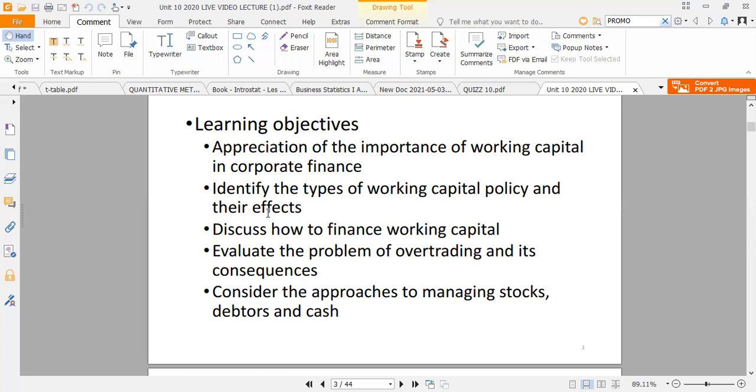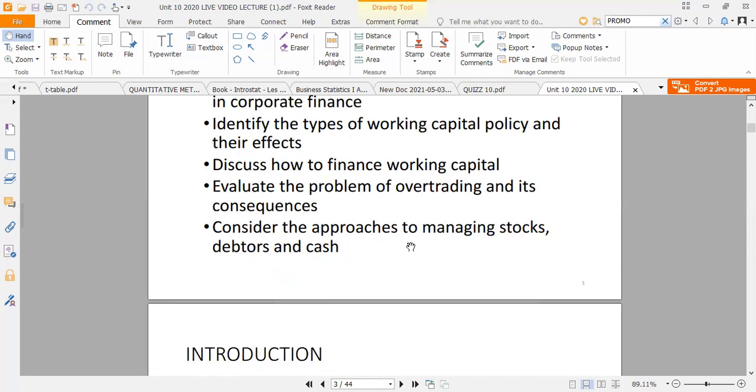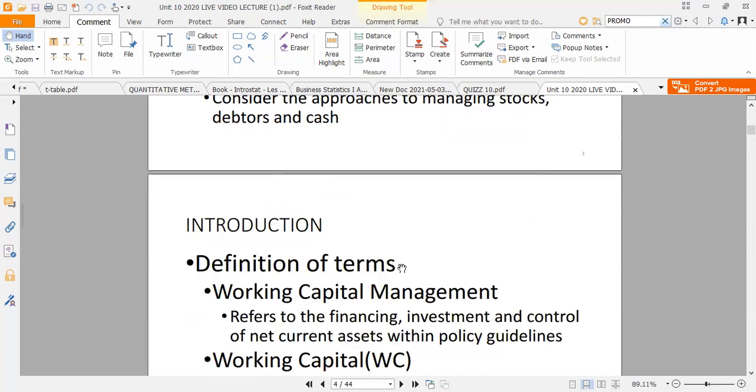We're also going to identify the types of working capital policies and their effects. We will later on discuss how to finance working capital, and also evaluate the problem of overtrading and its consequences. Finally, we will also consider the approaches to managing stocks, debtors, and cash.